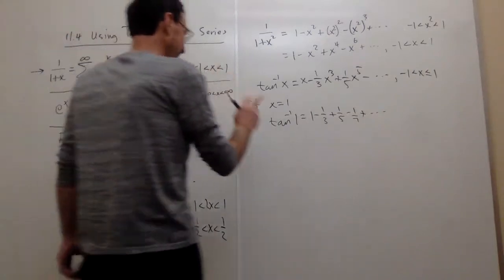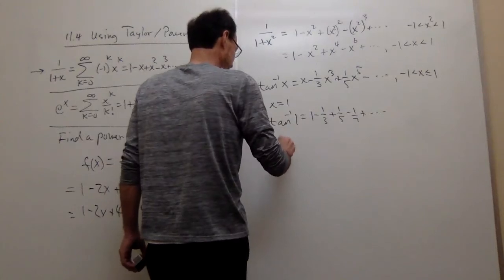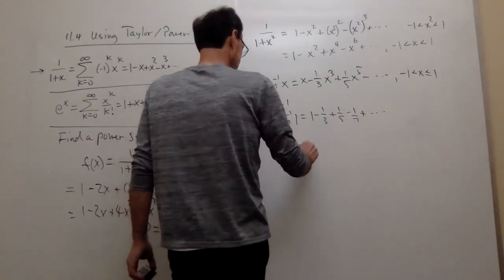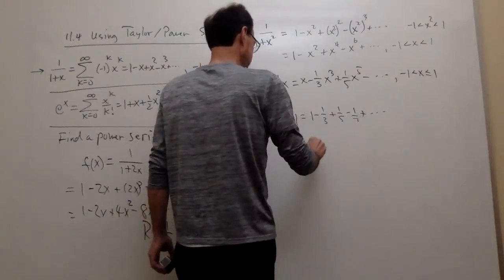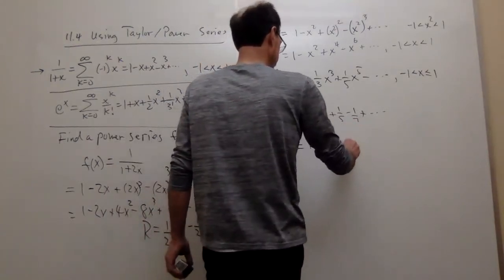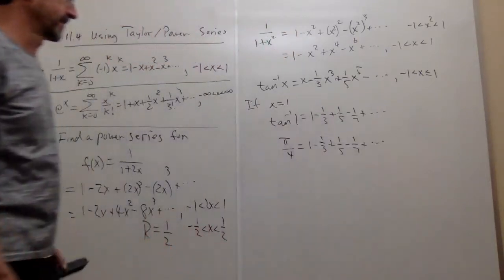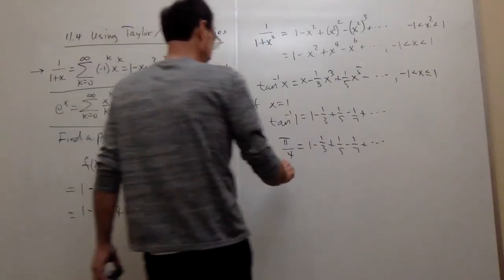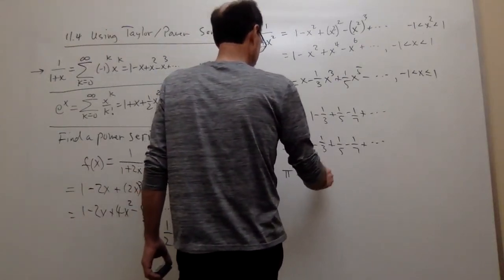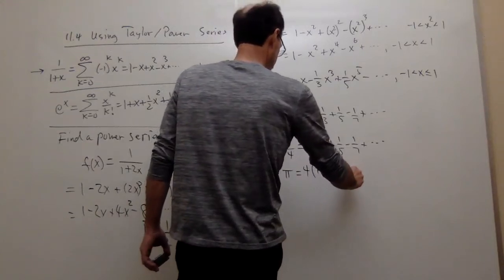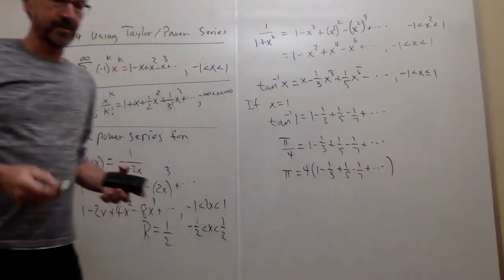And now, what is the inverse tangent of 1? The angle whose tangent is 1, we all know, is pi/4. So this alternating, almost harmonic series converges to pi/4. Now let's multiply by 4. And I get an infinite series that converges to pi.